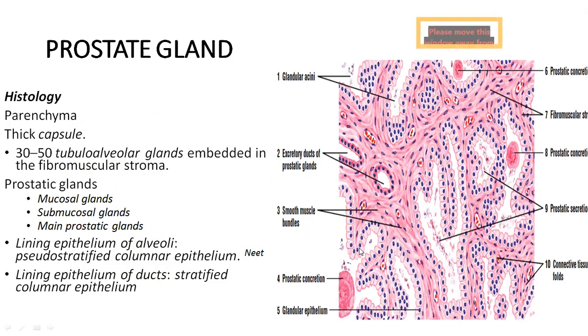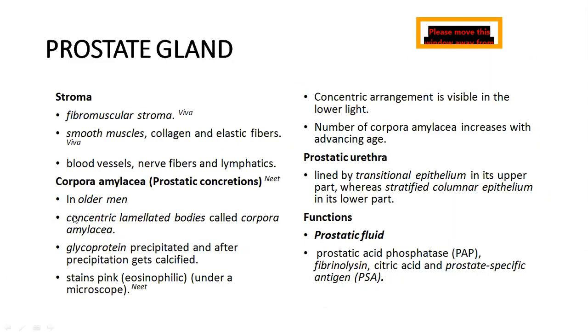Then, if you observe within the glandular tissue, there are collections of some material which is called prostatic concretion. Prostatic concretions. In some books, it is also called corpora amylacea. Same meaning. Corpora amylacea or prostatic concretions. We see them in older men. These are concentric lamellated bodies called corpora amylacea. They are basically made up of glycoprotein which is precipitated, and after precipitation it gets calcified.